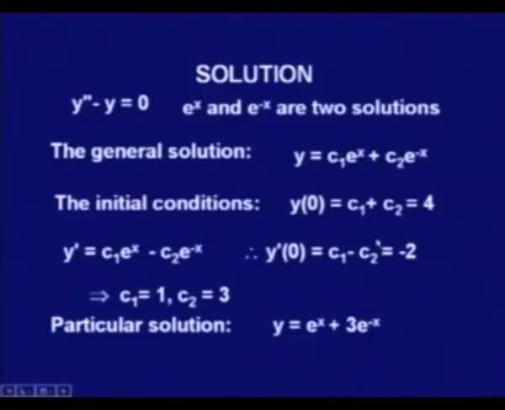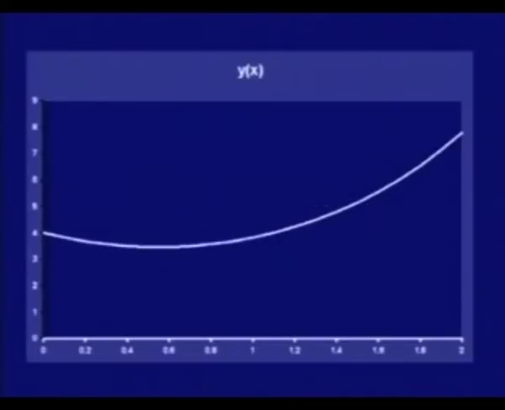We can see the graph of this function also. You see, this is the graph of the function e to the power x plus 3 times e to the power minus x. We see that at 0, the value of this function is 4, and the slope at this point, if we see, would be this way. So, that is the negative, minus 2 slope.